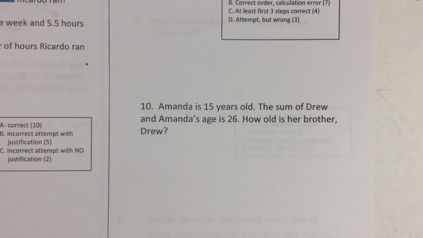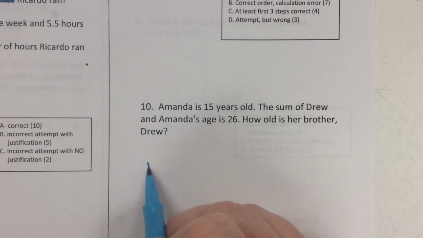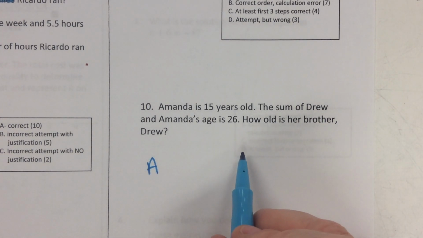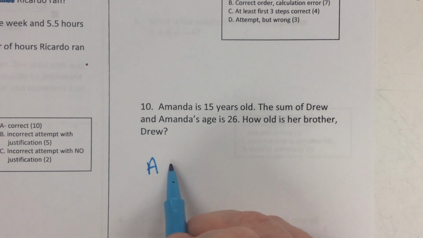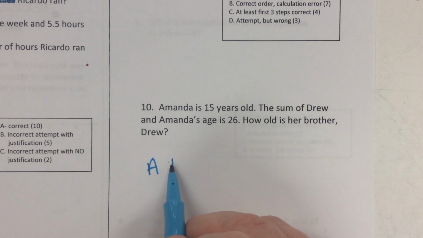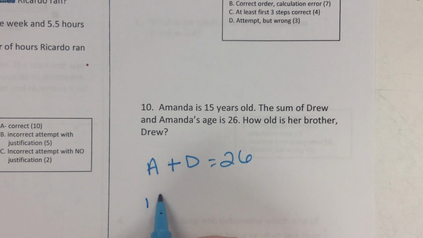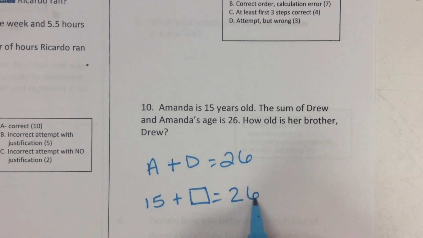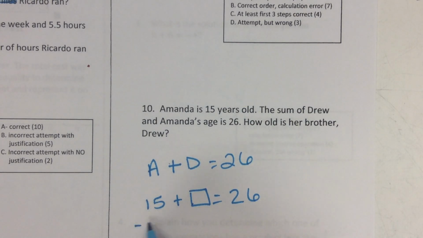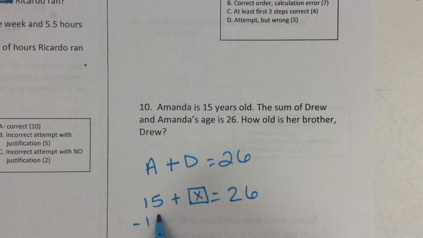And last one here. Amanda is 15. The sum of Drew's and Amanda's age is 26. So Amanda plus Drew is 26, and she's 15. So 15 plus what number equals 26? Well, I could put an X there if I wanted. Subtract 15 from both sides. I'm left with X equals 11.